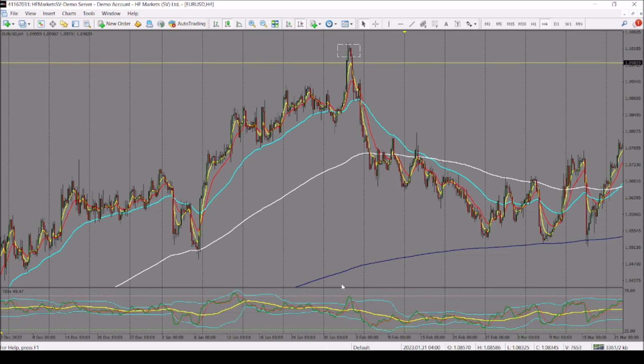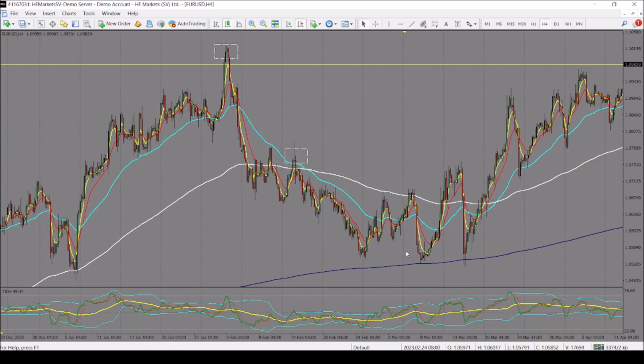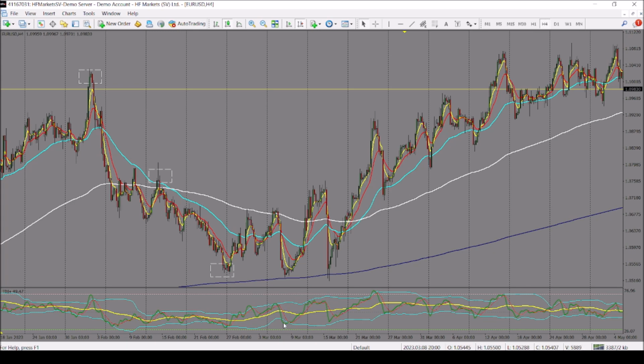So in this particular case, we had this shark fin, right? Another shark fin that was given here on the H4. We can see the market piercing outside the bands. Then going again, we can see another shark fin here on the H4 time frame, right? There are several of them. Another shark fin. We had another one here.